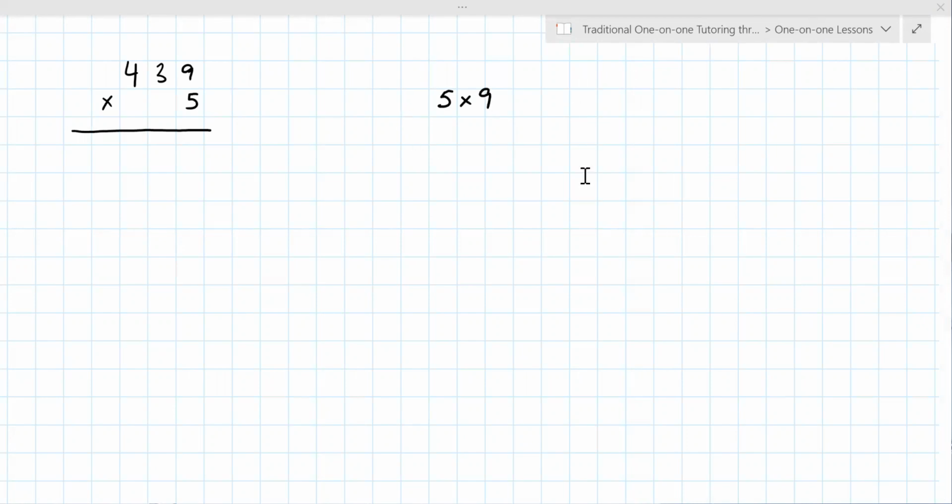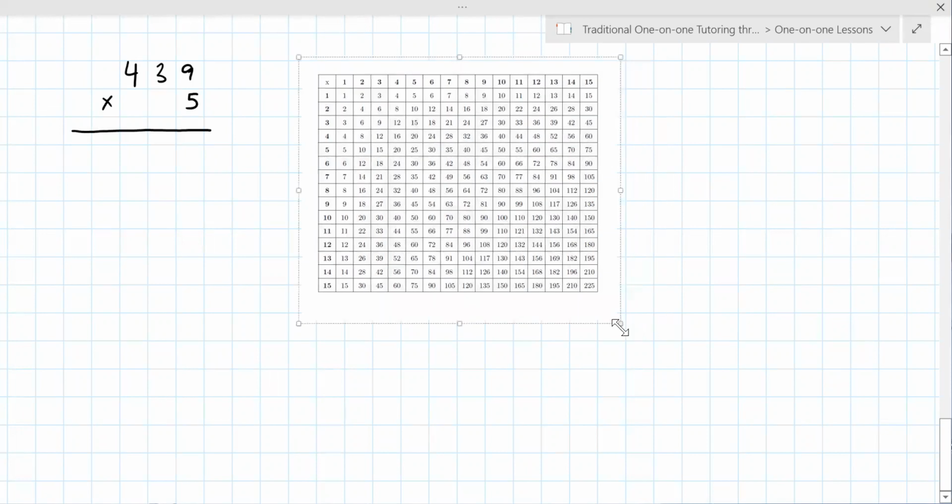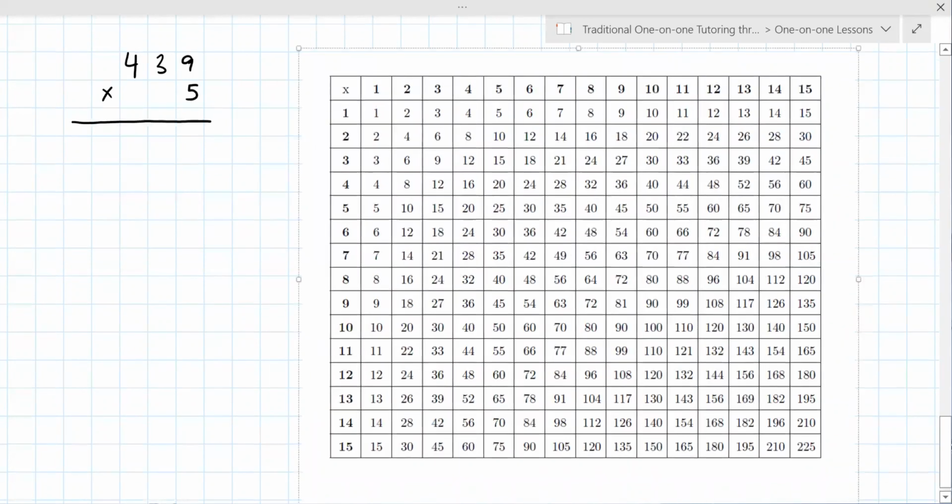I actually had it up from the earlier lesson here. Just give me a moment to snip that in. All right, here we go. So I've got the multiplication table up. All of these should be in here, so that'll be very helpful. So what is 5 times 9, Michael?